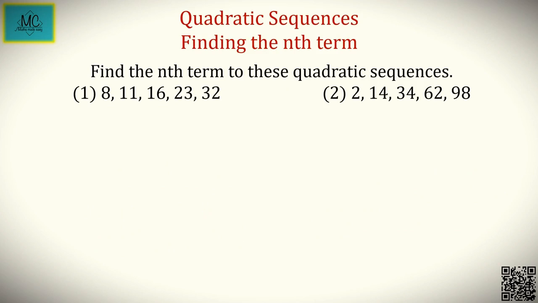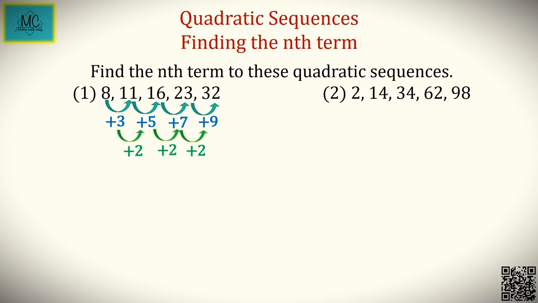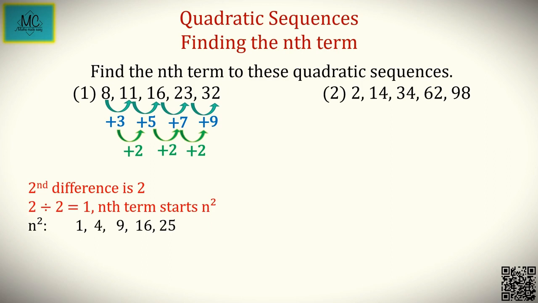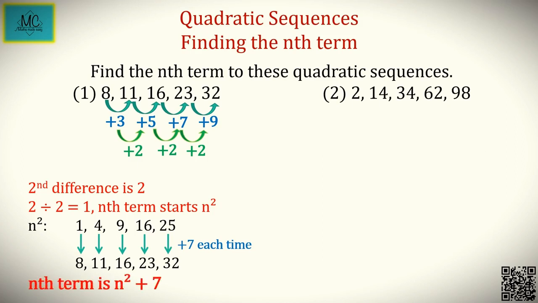Let's take more examples of it. Find the nth term of these quadratic sequences: 8, 11, 16, 23, and 32, and the second one is 2, 12, 34, 62, and 98. So in that case, here is the sequence, and the second difference is 2. So 2 divided by 2 is equal to 1, and that is my n square, as I told you. So n square is equal to 1, 4, 9, 16, and 25. Similarly, 8, 11, 16, 23, and 32 you get because they are adding plus 7 each time. And this is how I'll find my nth term: n square plus 7.